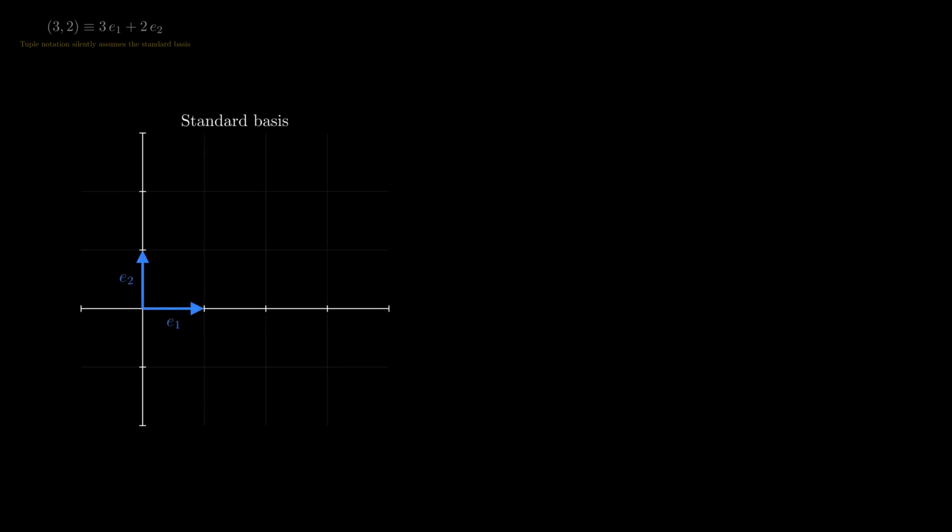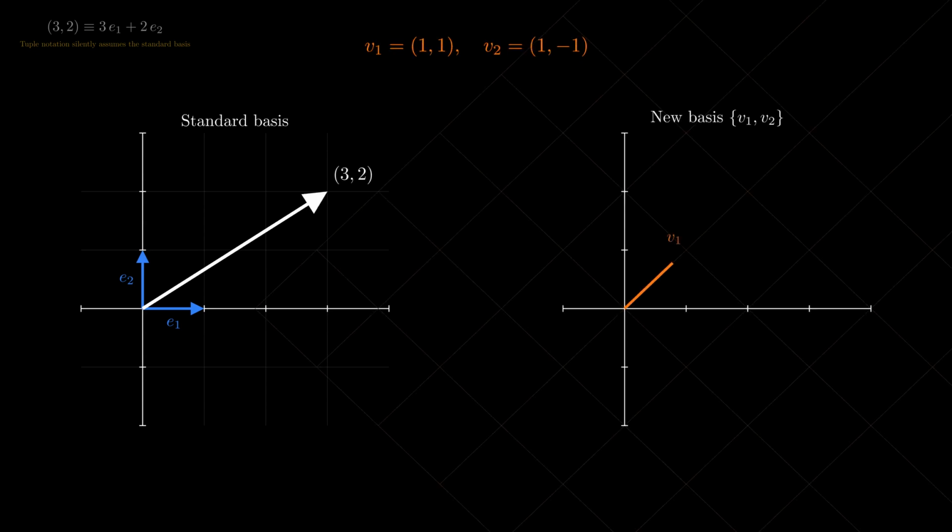Here's the punchline. When you write a vector as (3, 2), you're silently assuming the standard basis. The notation means 3 times e1 plus 2 times e2. That's a convention, not a truth. Pick a different basis and you get different numbers for the exact same arrow. Take this fixed vector. In the standard basis, it's (3, 2). Now switch to a new basis. v1 equals (1, 1) and v2 equals (1, -1).